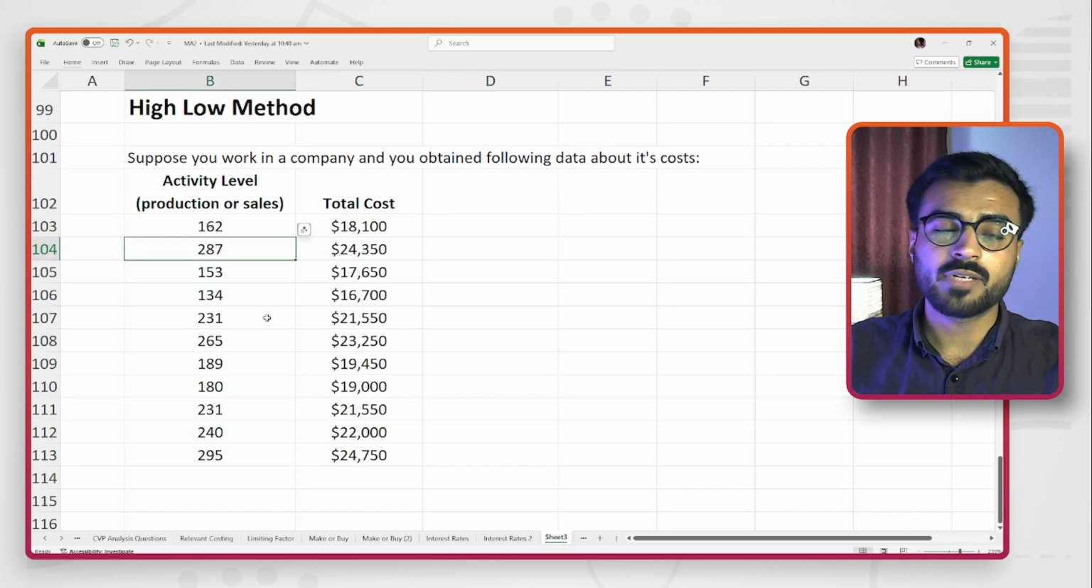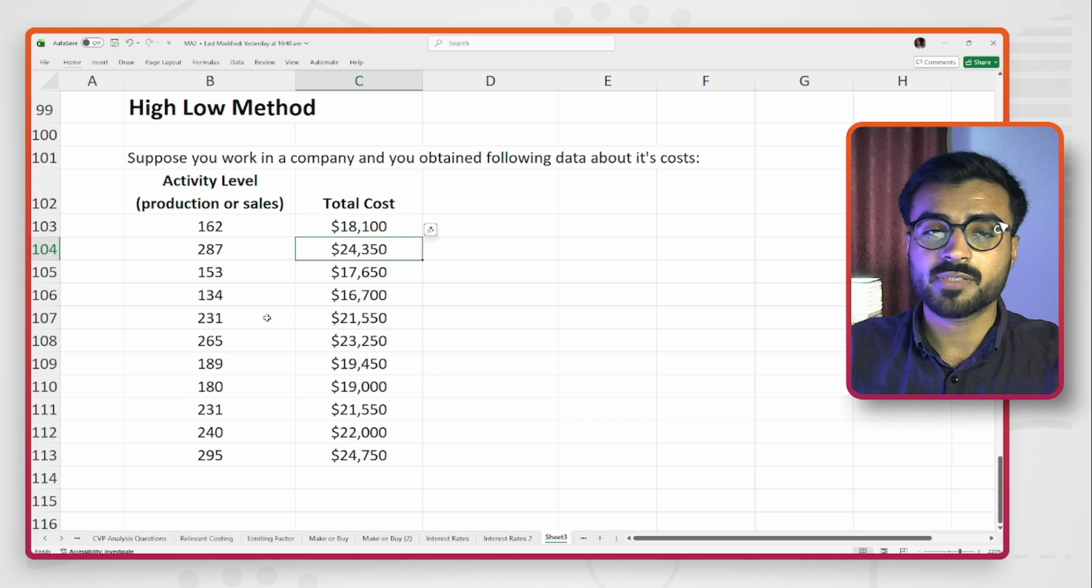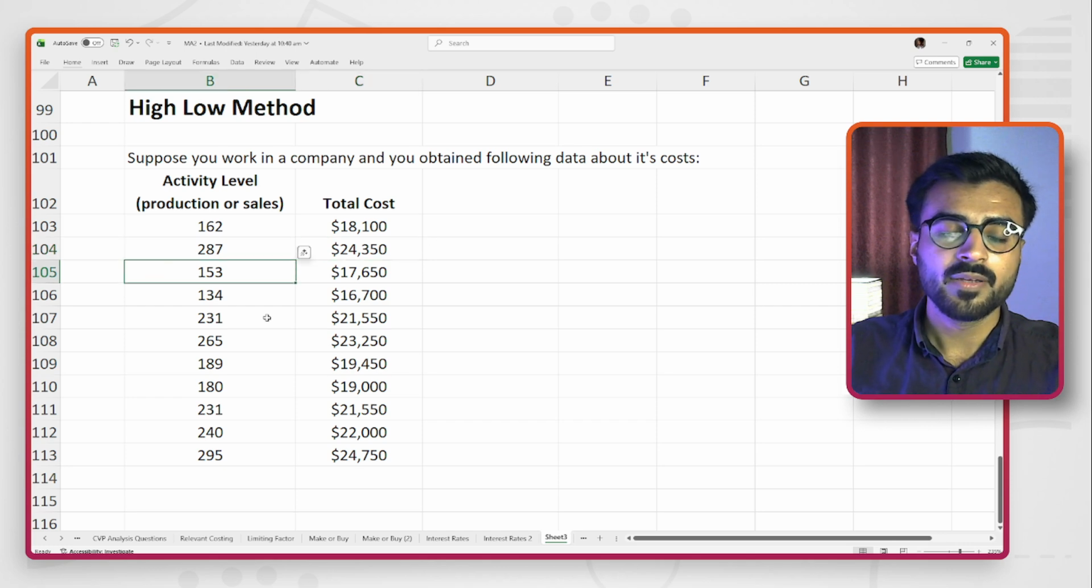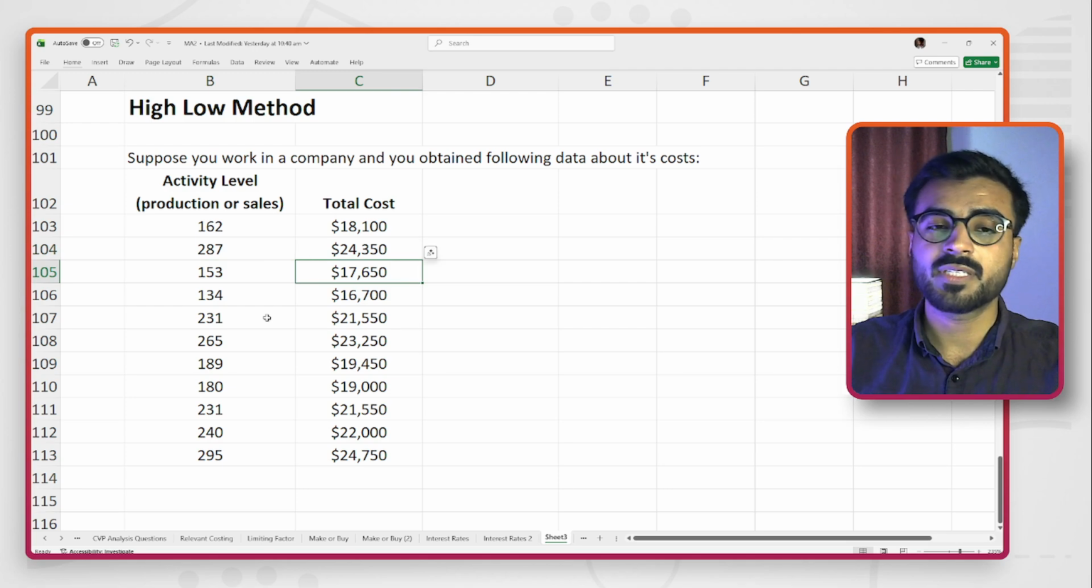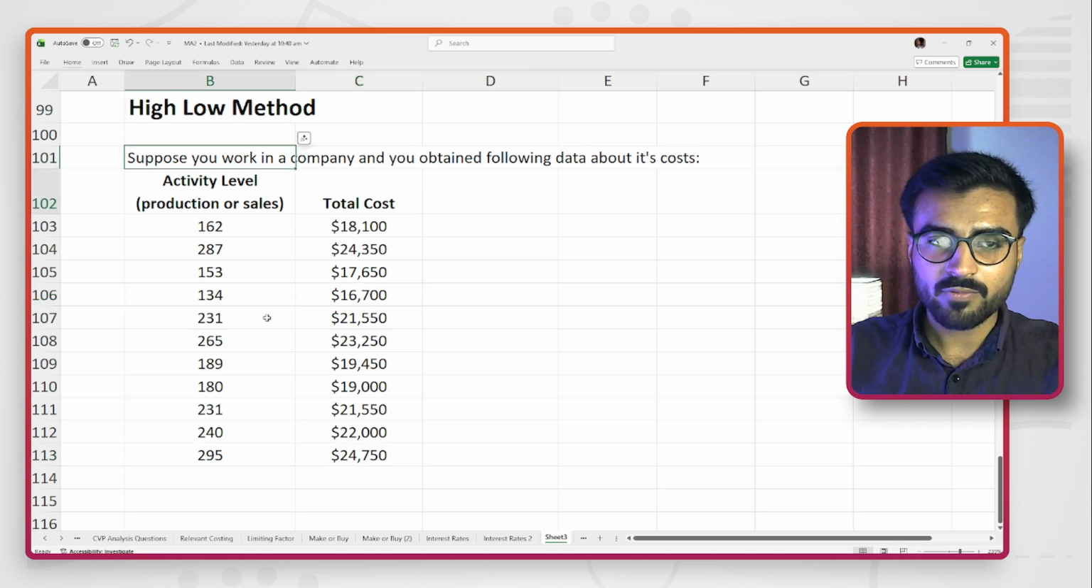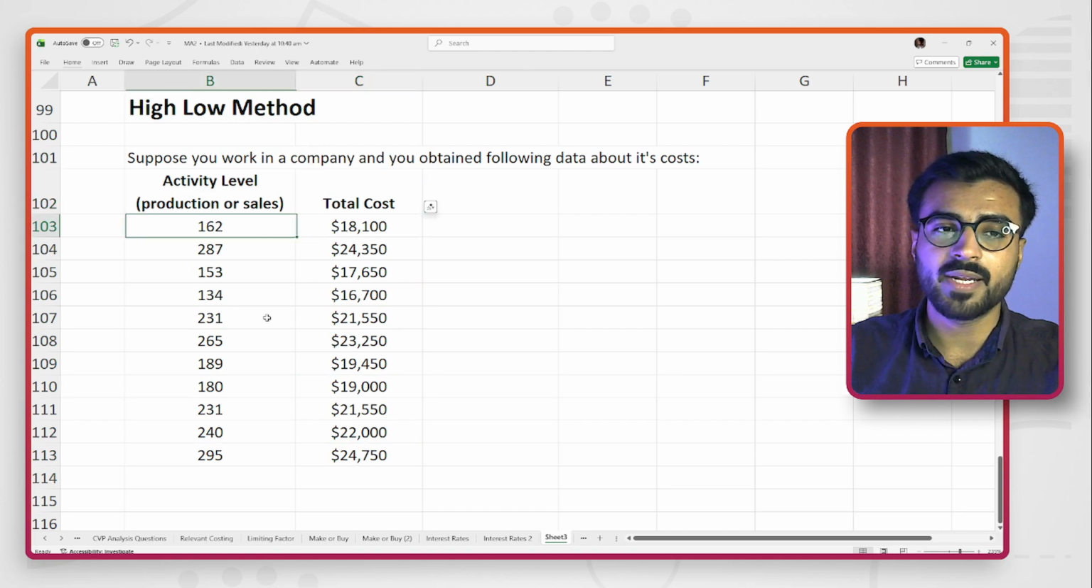When the activity level was 287 units, the total cost was 24,350. When the activity level was 153 units, the total cost was 17,650. And so on. So you have got the activity level and the total cost at different activity levels of the organization. This is the data that you have obtained from the company records.